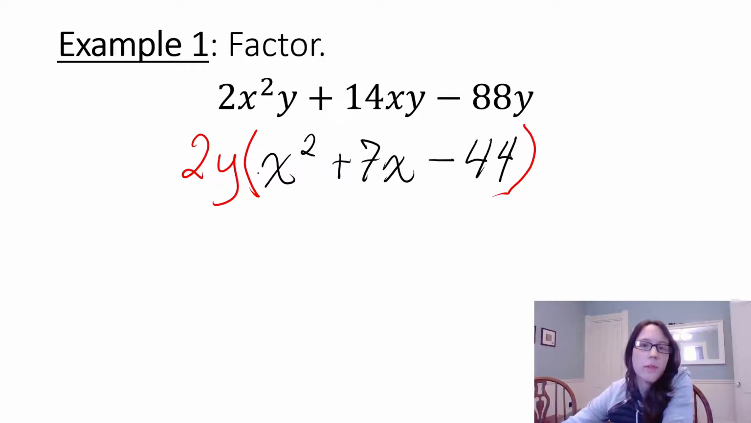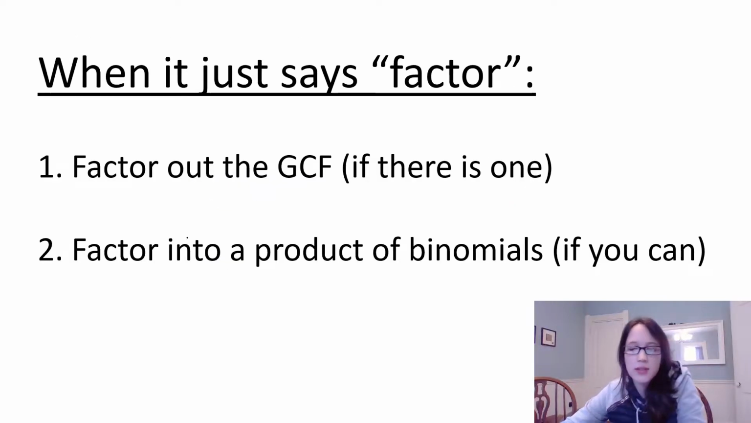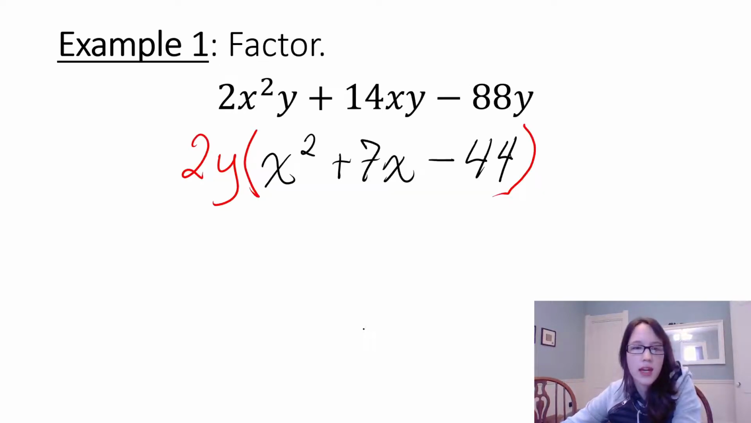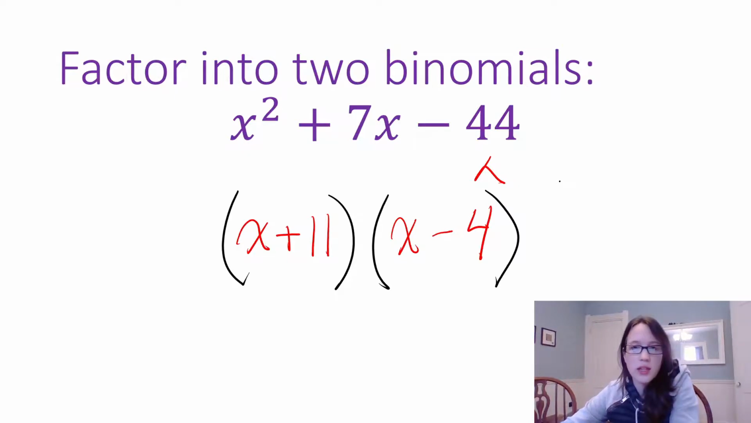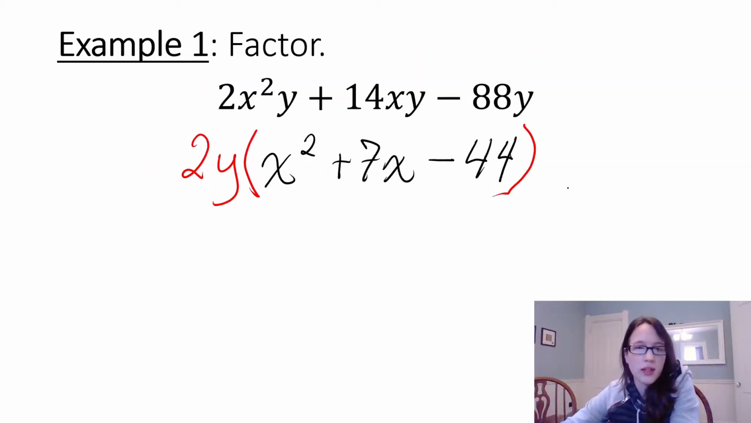And boom, there we go. So after I have my 2y factored out, I have this trinomial inside the parentheses. Now step 2 said, hey, if you can, now you should factor into a product of binomials. So this trinomial I have, can I factor that? Yes, absolutely. In fact, we just did it all the way over here on this slide. It's the same thing, x squared plus 7x minus 44. What a coincidence. So we're going to go ahead and we're going to factor this even further.